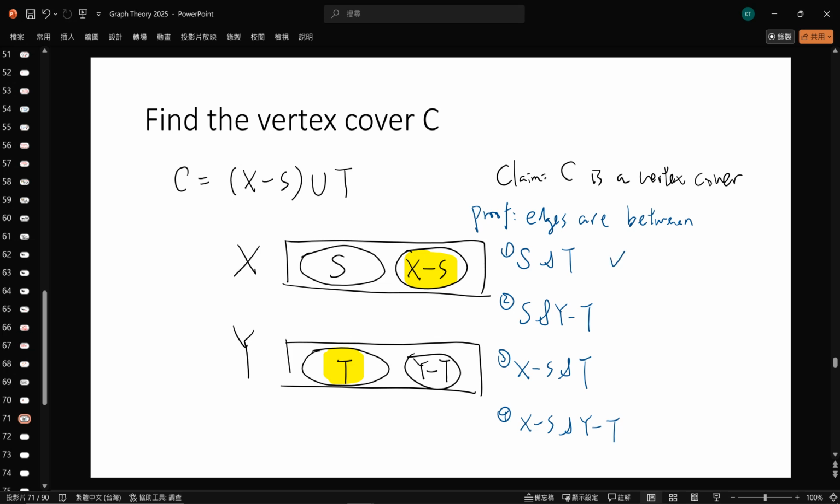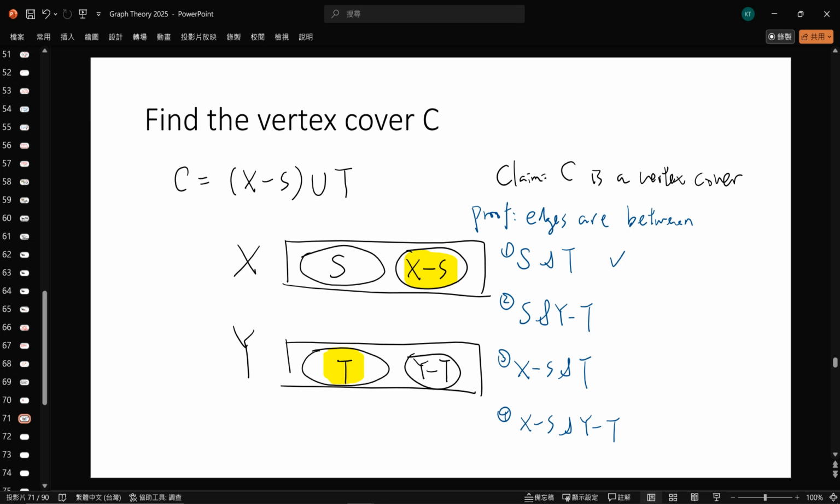Okay. And the second set is S and Y minus T. Right, so for the second set, it's not so clear, okay? So we'll first consider the third one, okay? So the third set is between X minus S and T, okay? This is between these 2 yellow sets.